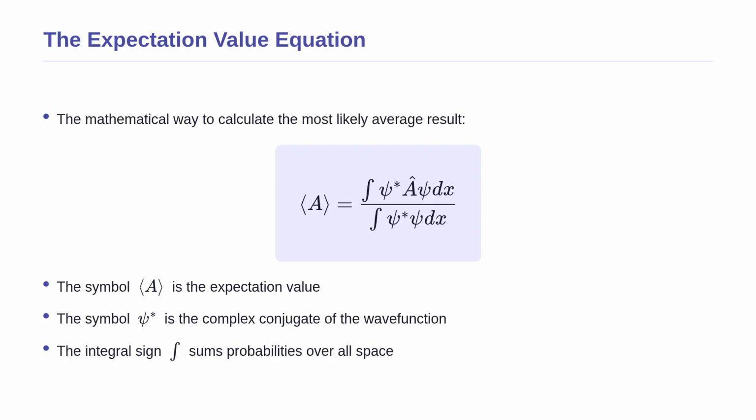To calculate it, we sandwich our operator between the wave function and its complex conjugate, denoted by psi star. The complex conjugate simply means we change the sign of any imaginary numbers inside the wave function. We then integrate this entire expression over all space. If the wave function is already normalized, the bottom integral simply becomes 1 and disappears.